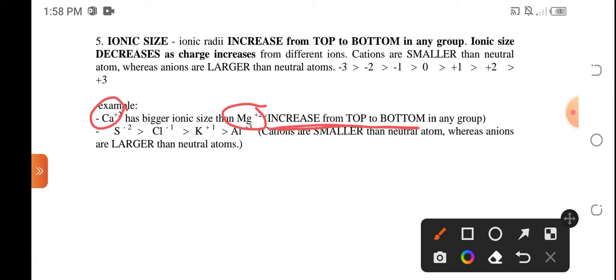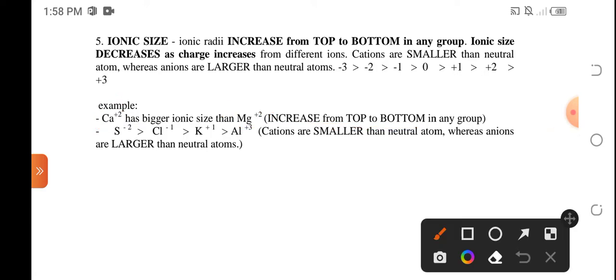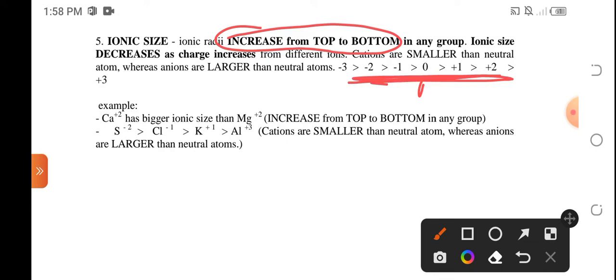Kasi nga here, we are talking about from those with they share the same group. Okay? Saan ba yung calcium and magnesium na yan? So calcium yan positive 2, magnesium positive 2. They share the same charge. So hindi pwede itong trend na ito. Rather, ang gagamitin natin itong trend na yan, increases from top to bottom.